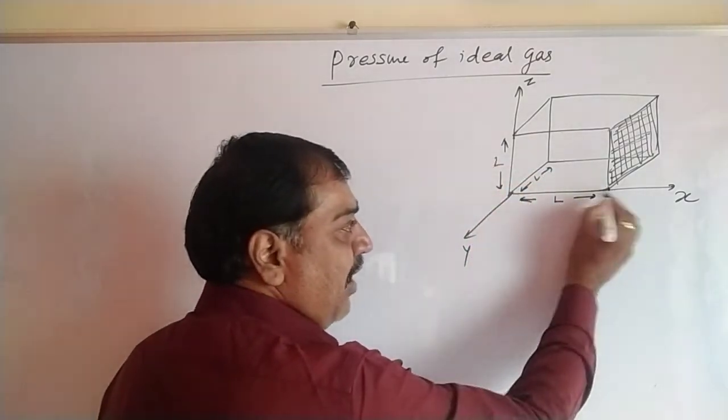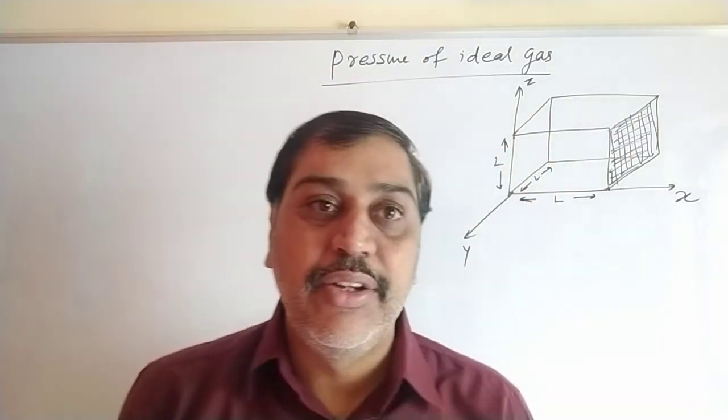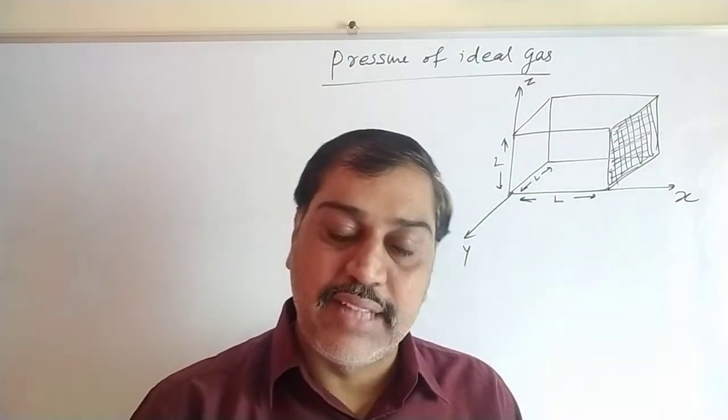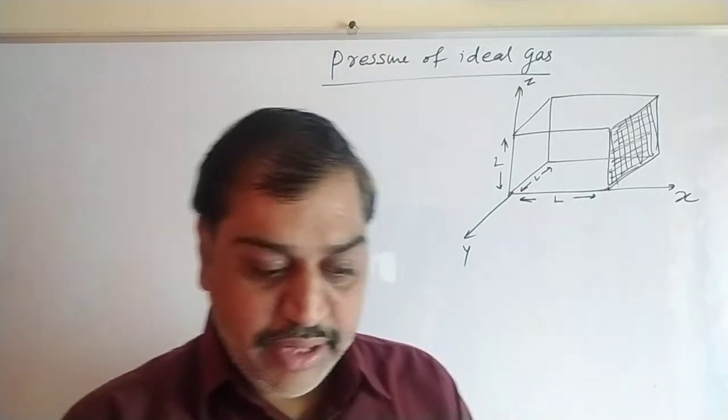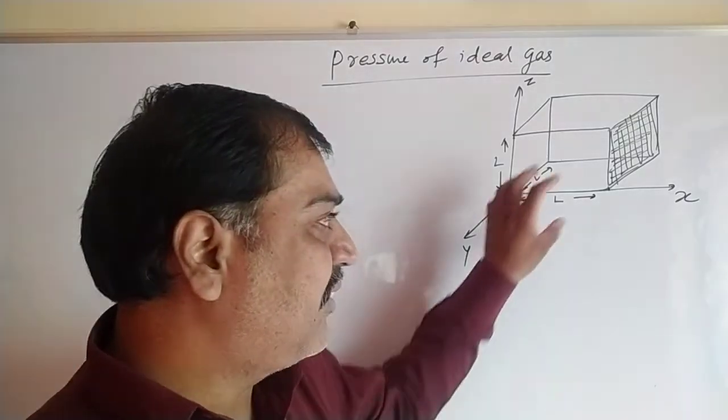So this face is L, this width is L, this height is L. So it is each unit length of L, suppose this type of cube is here. Now here we have to derive the equation. For that, let us consider when the ideal gas is enclosed in this.